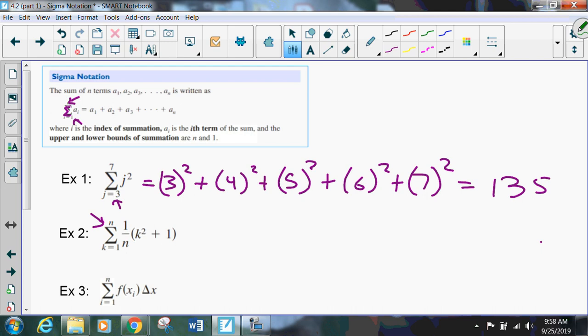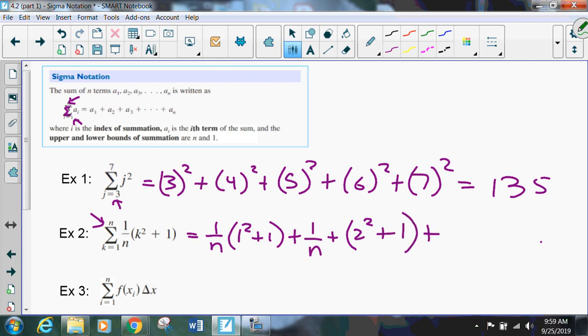So we're going to realize that for each one of our terms that we're adding up, that 1 over n stays. And we're just plugging in the 1 for k, and then the 1 over n stays, right? And we're plugging in the 2 for k. And we could keep going and going.